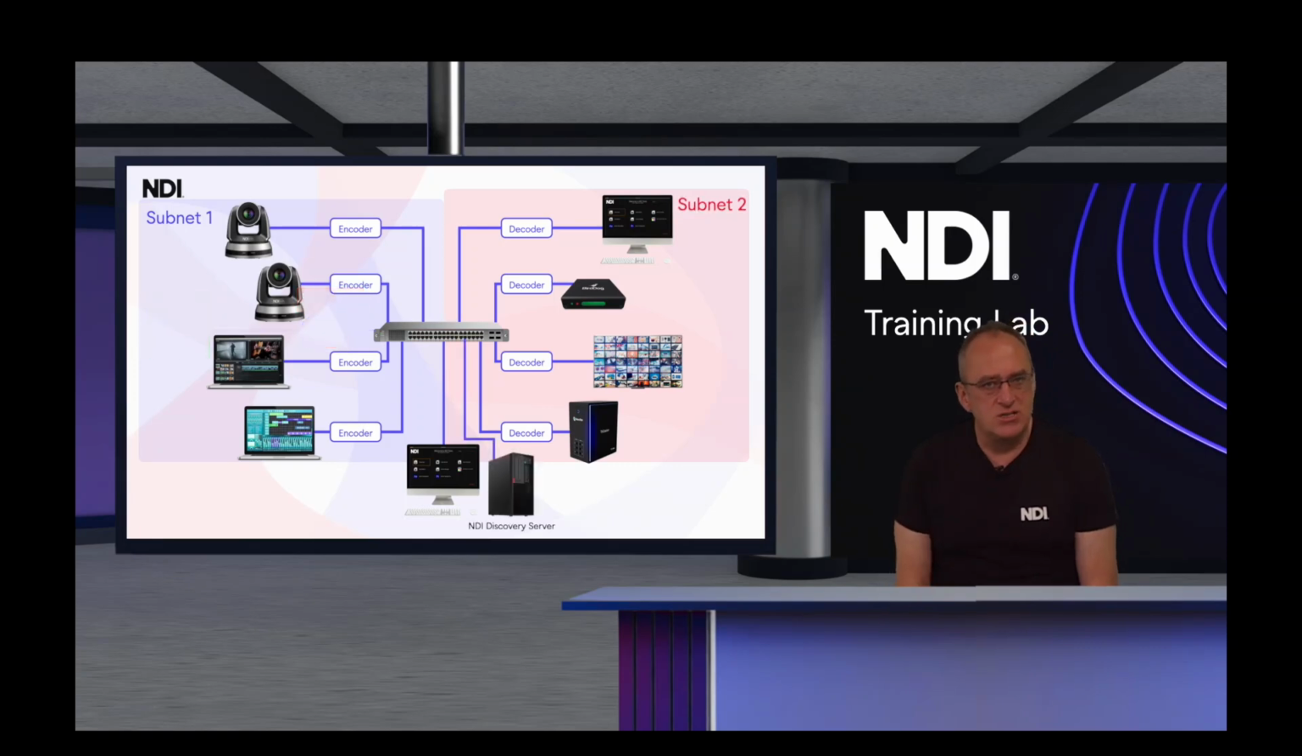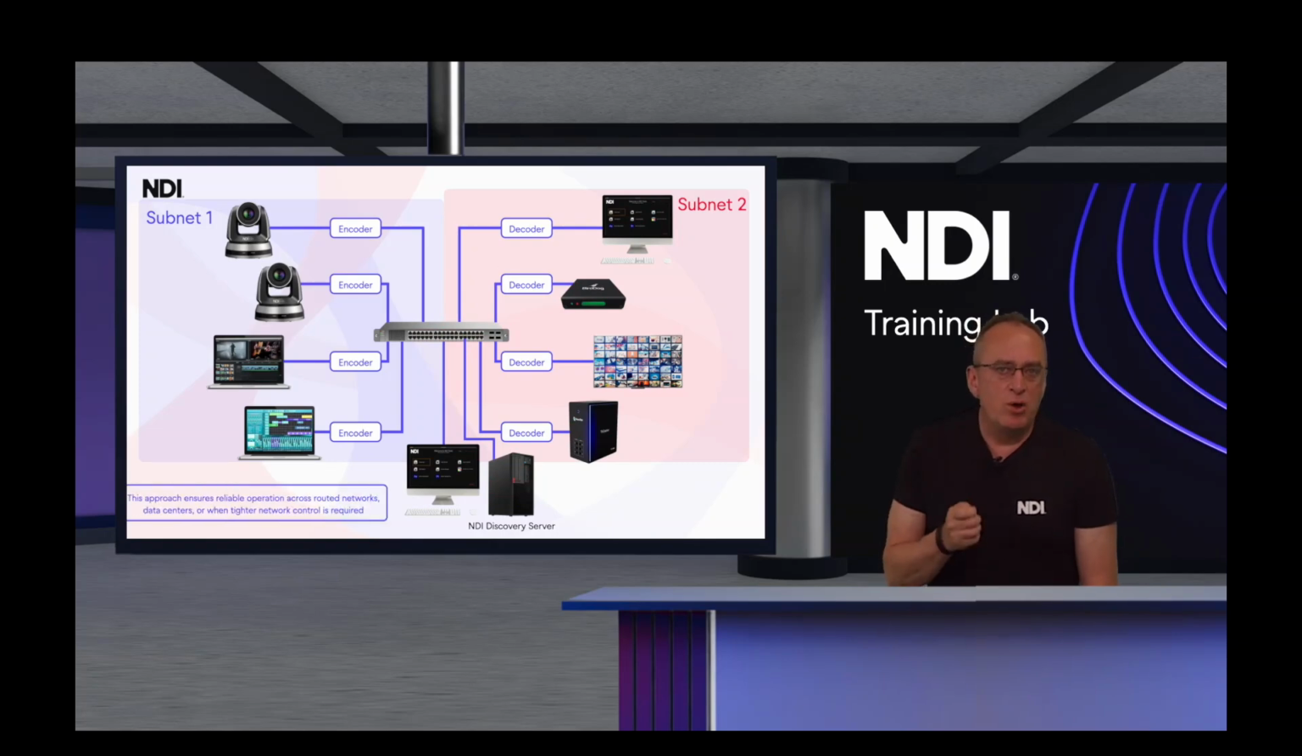To address these limitations, NDI also supports NDI Discovery Server, a centralized discovery method suitable for large or segmented networks. Instead of mDNS, NDI devices are configured to communicate with a specified discovery server over unicast. Transmitters register themselves with the server, and receivers query it for the list of available sources. This approach then ensures reliable operation across routed networks, data centers, or when tighter network control is required.